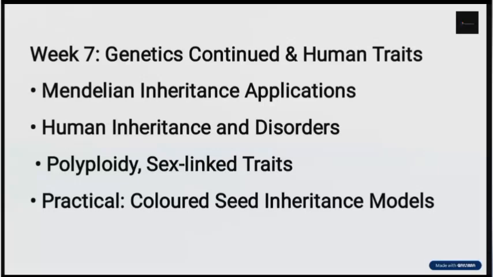Mendelian inheritance application. We talked about Mendelian law, genetics last week. We talked about the three laws of segregation, independent assortment, and the law of dominance. But don't worry, I'm going to review everything before entering the next one, okay? We'll also be looking at human inheritance and disorders. And then we'll be looking at variations too, that's polyploidy and sex-linked trait. And to cap it all, we'll be looking at a practical colored seed inheritance model.